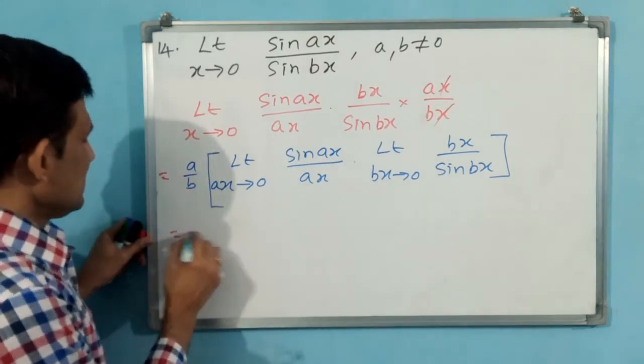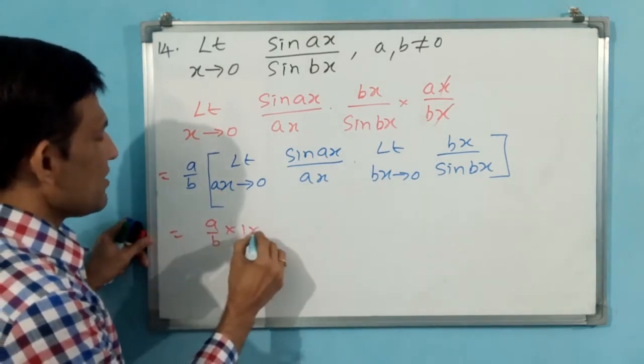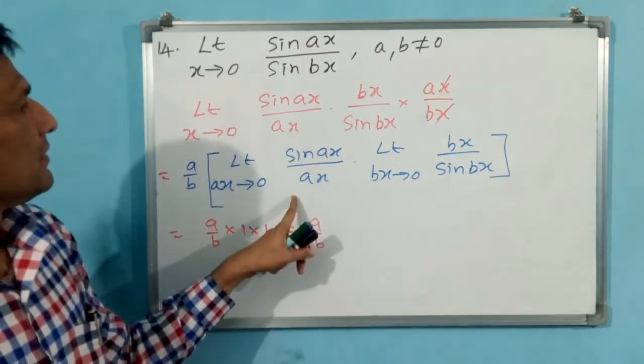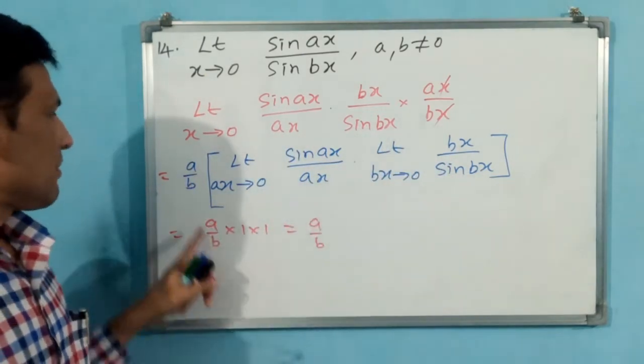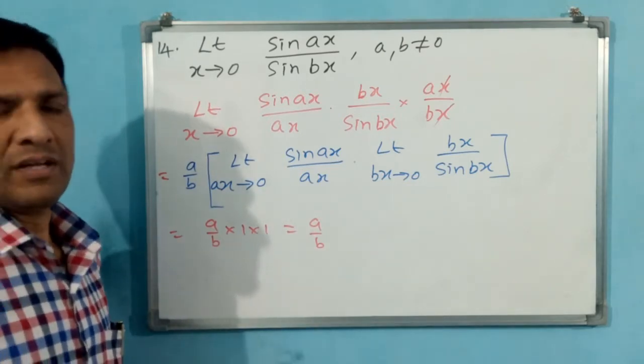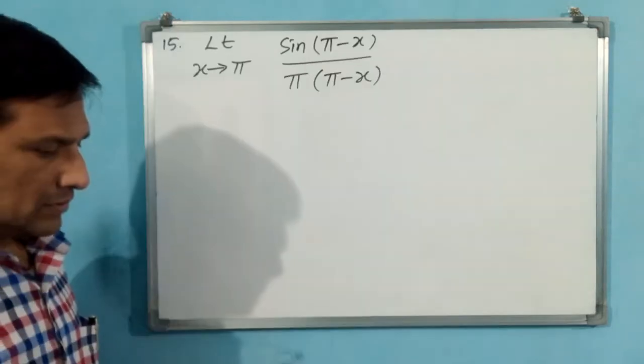That is equal to a by b into 1 into 1. That is equal to a by b. Why? Because see, this value is 1. This value is 1. A by b outside is there. Okay? Like this you have to write and close. Let us take 15th question.